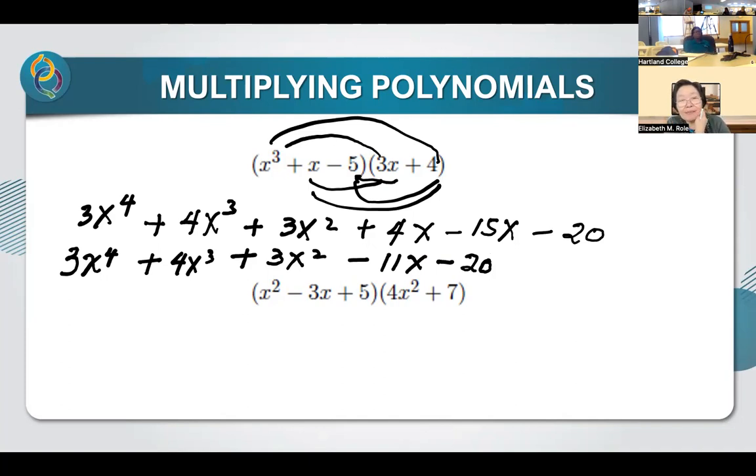Okay, do the second one. I hope it's clear. x squared minus 3x plus 5 times 4x squared plus 7. I did already. Can you check? Yes, sure. 4x to the fourth, minus 12x cubed, plus 27x squared, minus 21x, plus 35. All right. So let's wait for the others before I write the final answer.